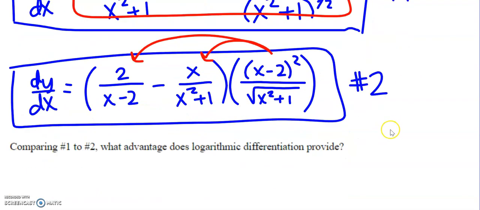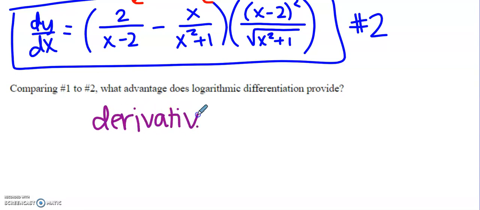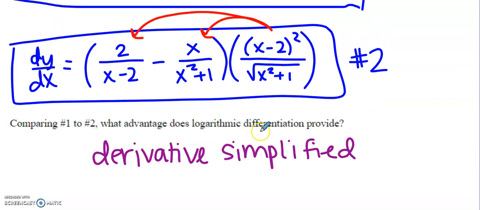What advantages does logarithmic differentiation provide? It does more of the cleanup work early, to then make the derivative nicer. So the derivative gets simplified. Okay, so taking the derivative becomes a lot nicer.